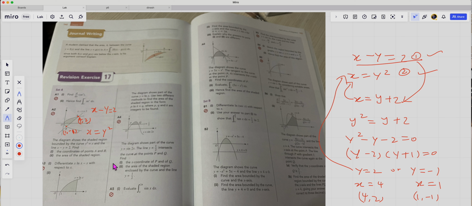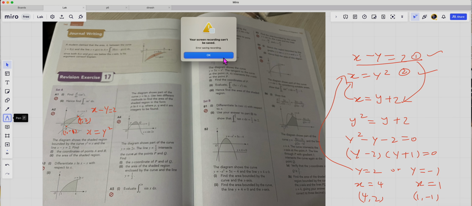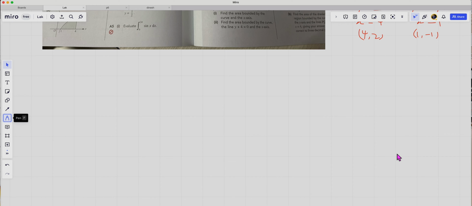Okay, now if you look at this, sometimes you see it horizontally, sometimes you see it vertically. Can't be saved, it's okay. I don't want to save.